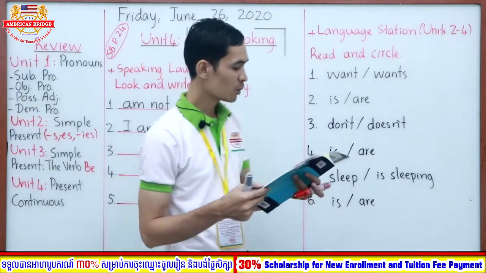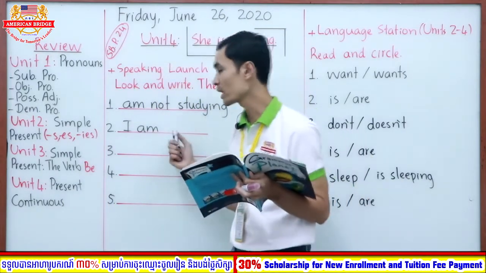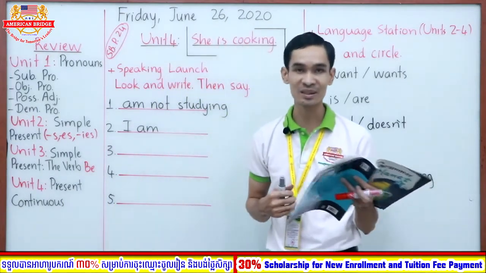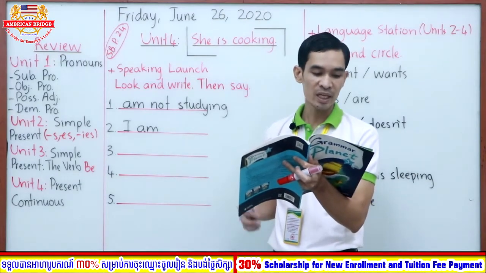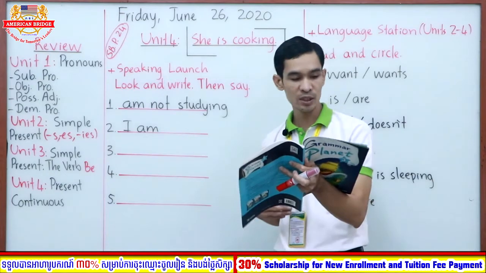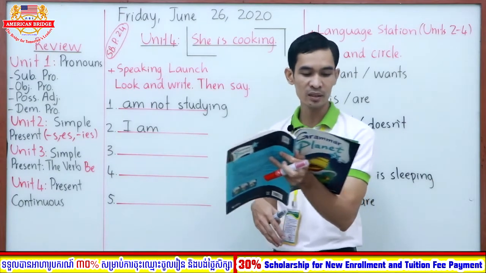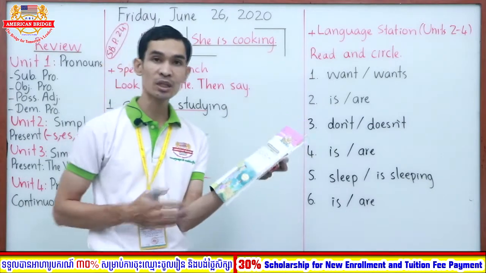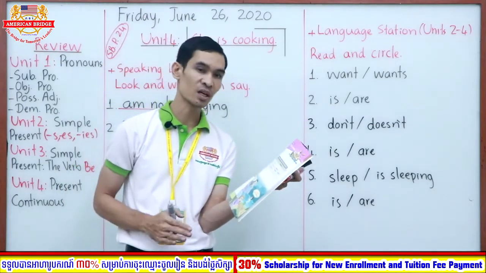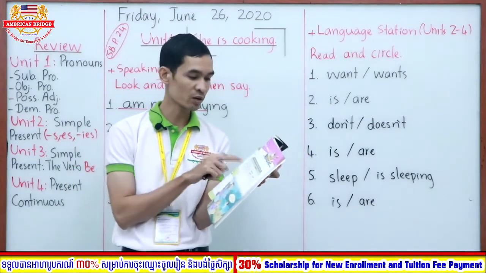Okay, so now we finish number 1 and number 2, and I hope your answers are correct. Let's go to number 3 until number 5. Number 3 starts with affirmative, right? You look at the girl, and look at negative. The subject is she, not I. You can look at the subject.